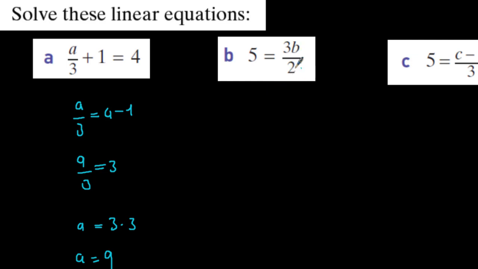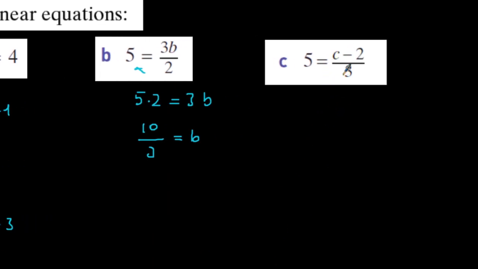Then here we have division and multiplication, so this goes up, which is 5 times 2 is equal to 3b. Then 10 over 3 is equal to b. Then again we should get rid of 3 from here. 5 times 3 is equal to c minus 2. 15 is equal to c minus 2. 15 plus 2 should be equal to c. I'm sorry for this one. 17 should be equal to c, and this is the answer of the question.